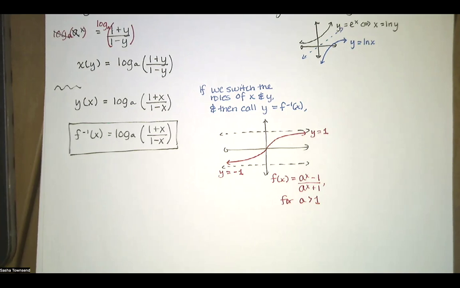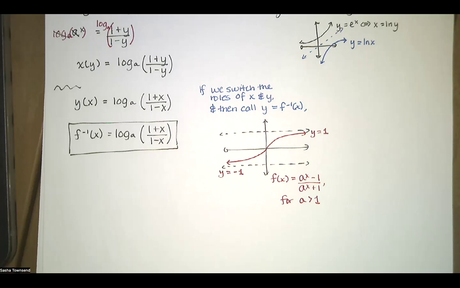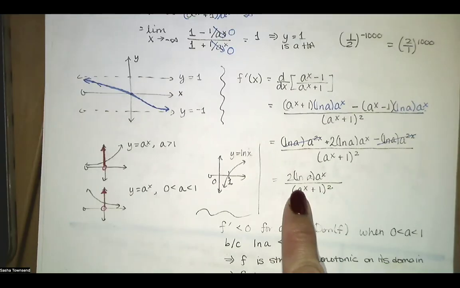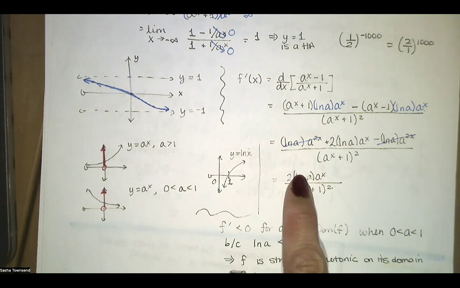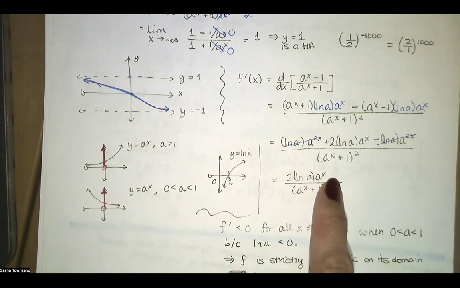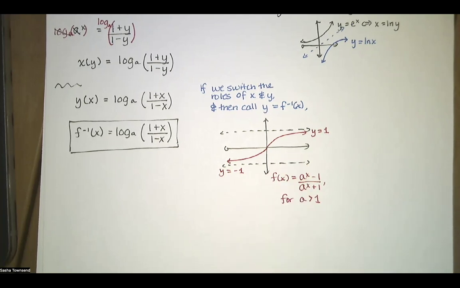That's the basic shape, and of course the particular value of a determines the exact shape, determines the slope at each location. Because remember what that slope function was. The derivative is actually dependent on a. It's 2 times the natural log of a, which is some particular number, times the original exponential, divided by that exponential plus 1 squared. The slope depends on what a is. But this is the basic shape of that.